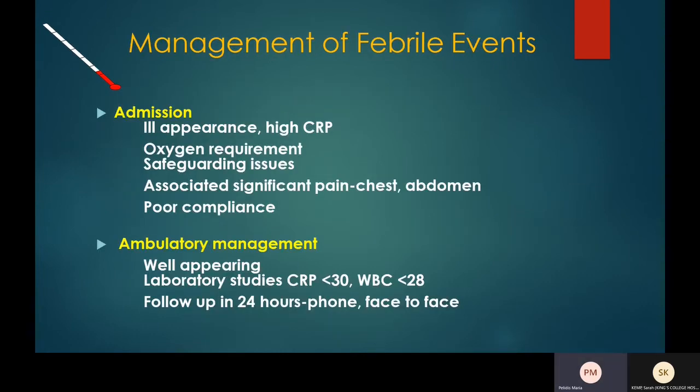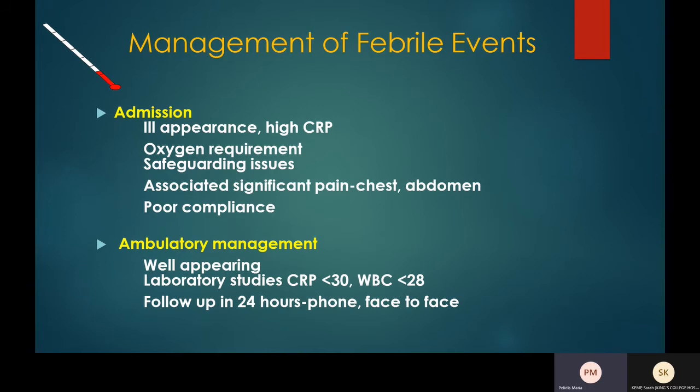They should be admitted at any time they have ill appearance or high CRP, if there's an oxygen requirement, if there are any safeguarding issues, if they have associated significant pain, especially if it's in the chest or the abdomen, and there's a history of poor compliance with appointments, and if there's concern that if they leave the A&E, we will have difficulty getting hold of the parent and the family.